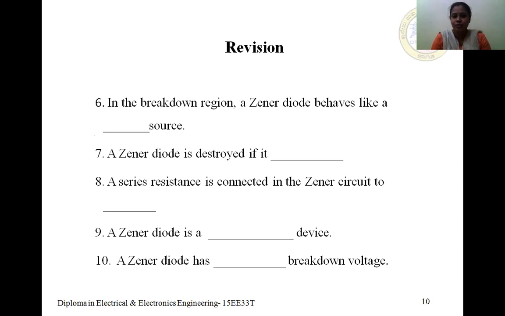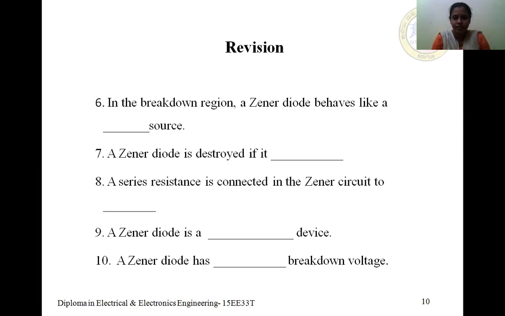Next, coming to the sixth question. In the sixth question, we can see in the breakdown region, a Zener diode behaves like a dash source. So, a Zener diode behaves like a constant voltage source. As I said, in the reverse biased condition, the current increases very sharply but the voltage is constant. This occurs in the breakdown region. So the answer for the sixth question is constant voltage source.